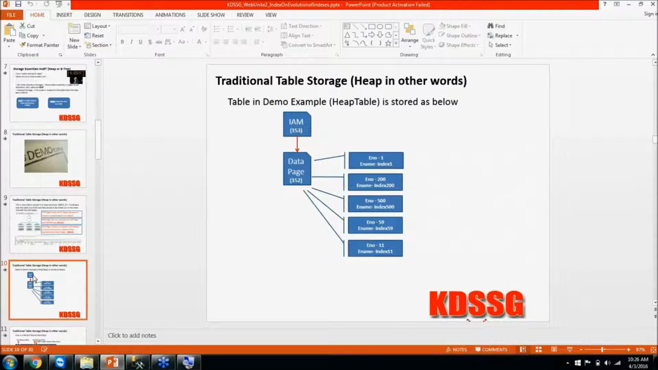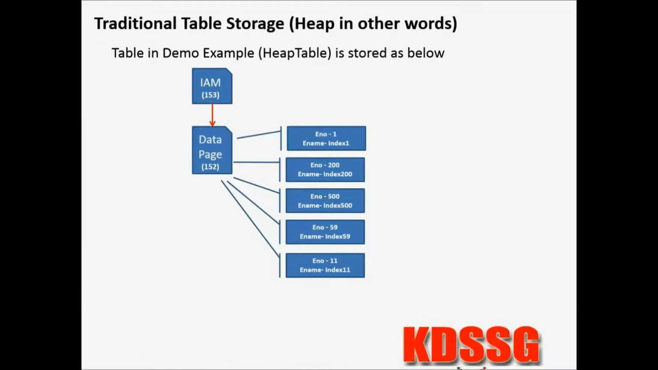So this is just to show, before we go to the demo again, I just want to show this. When we inserted data, in our example we inserted 5 records: employee numbers 1, 200, 500, 59, 11. So these are the 5 records which we inserted.